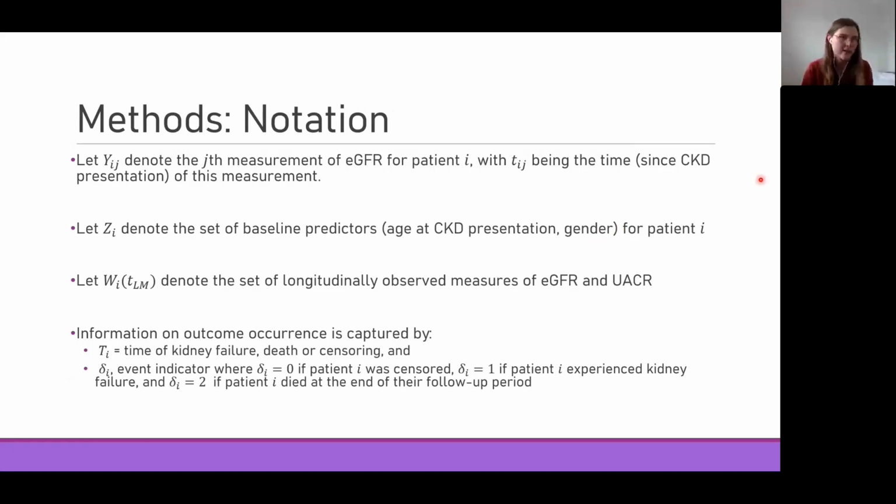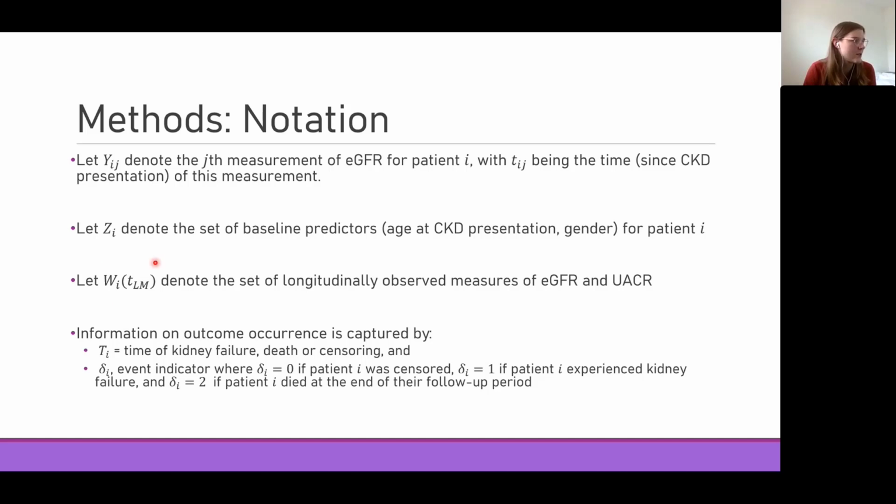So for my non-data science colleagues, just bear with me a second while I run through some notation and mathematical details. Let's assume that Y captures the information on eGFR for patient i, and we have a number of repeated measures measured at times t. We then have a set of information that doesn't vary over time. This is the Z_i here, and in this case, that would be age at the CKD presentation and gender.